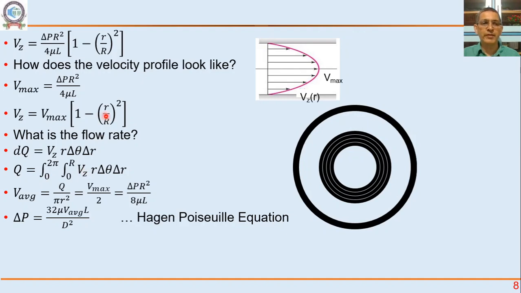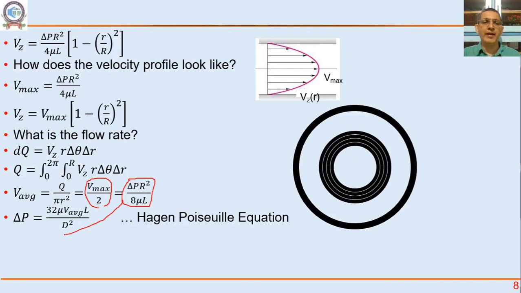So if you substitute this V max into 1 minus r by R square, we had done this earlier. So I am just directly giving you the result. V average will be Q divided by pi R square, which will be V max by 2. Which means delta P R square divided by 8 mu L.